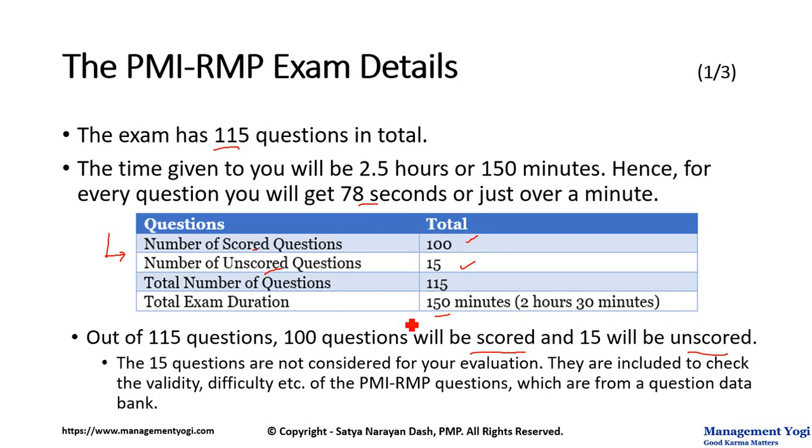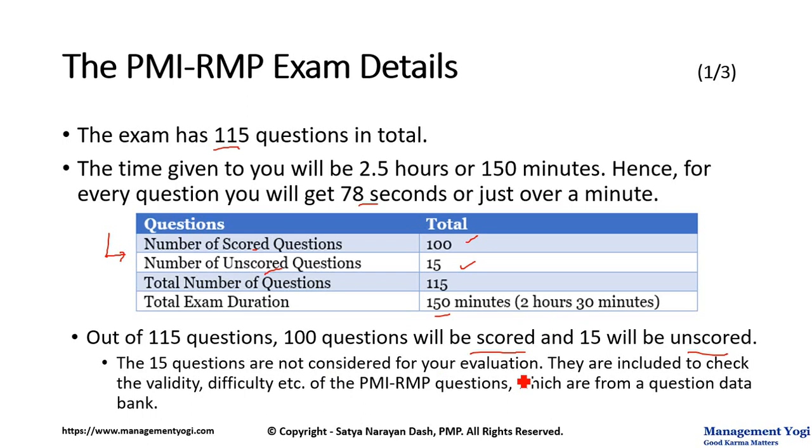The 15 questions which are unscored will not be considered for your evaluation. They are included to check the validity, difficulty, etc. with respect to the PMI RMP questions which are from a question data bank. So they are checking which questions are getting easy or whether the question standard is very high. Depending on that, they will again change the question pattern.